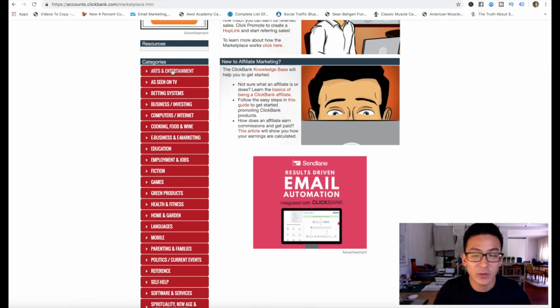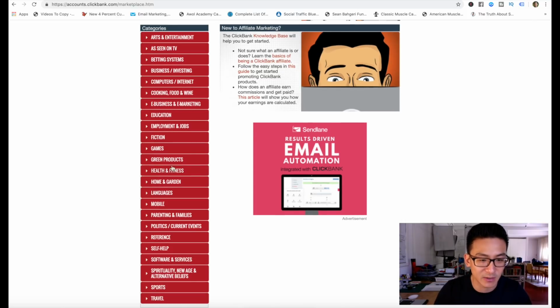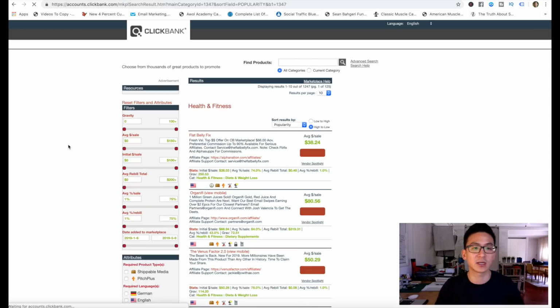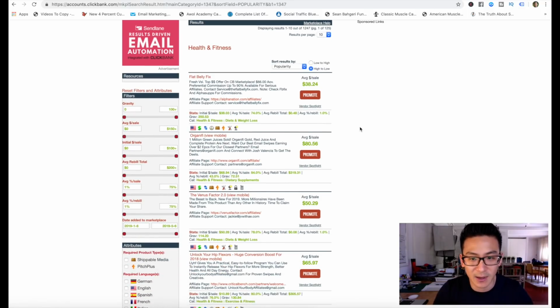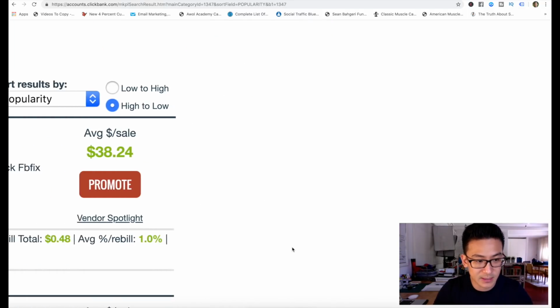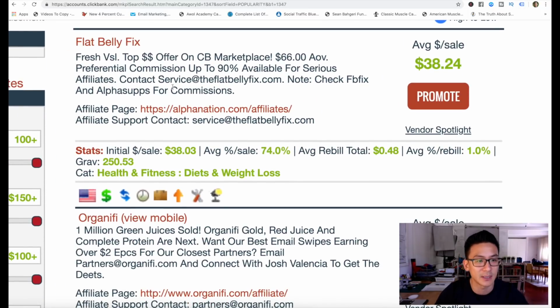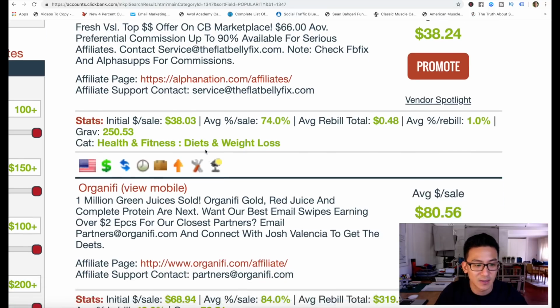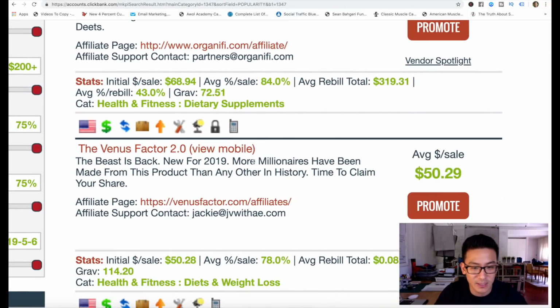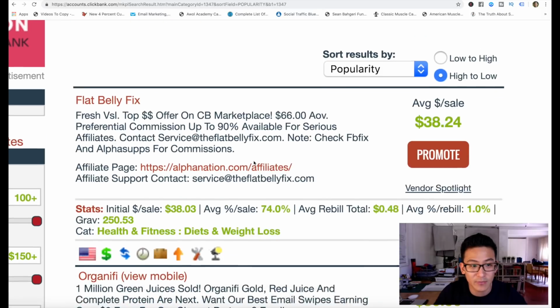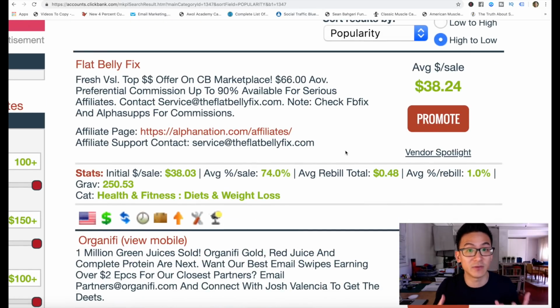Okay, so if you can see all these categories right here, there's betting systems, investing, computers, cooking, e-business, education, green products, health and fitness. I mean, there's so many different products. So I'm just going to click into health and fitness. Okay, so I can zoom in there. And you can see that these products right here, there's Fat Belly Fix, there's Organifi, there's the Venus Factor. I'm not going to go through every single one, but I just want to give you an example that it is actually very, very easy to find products to sell, okay?